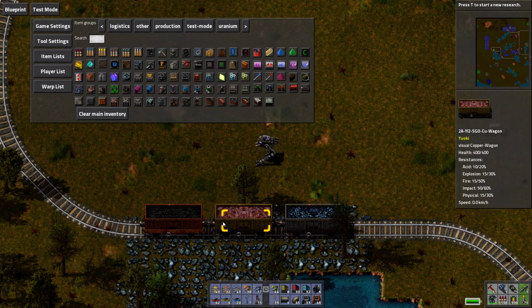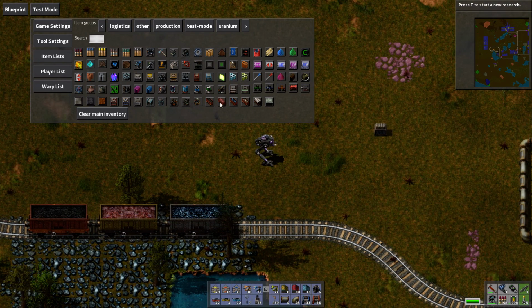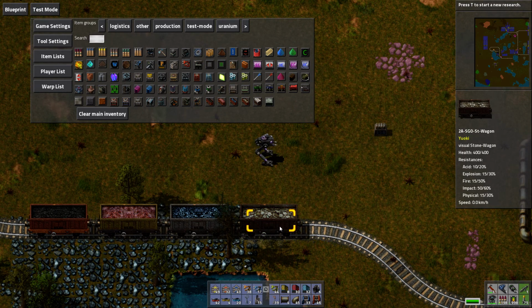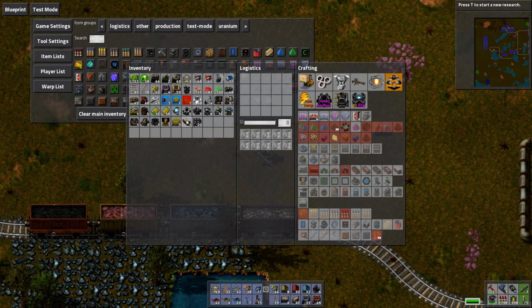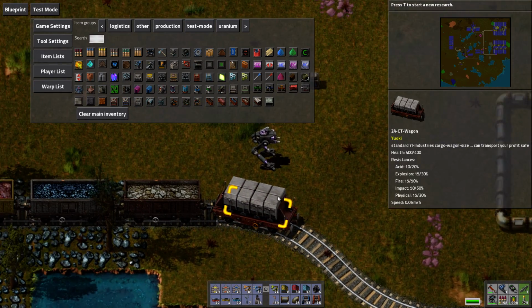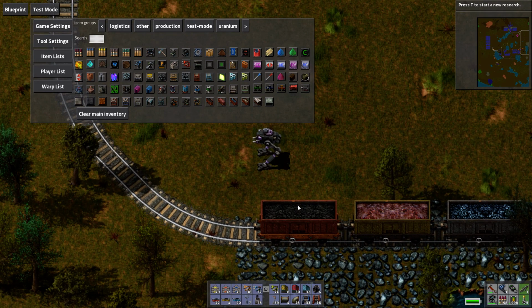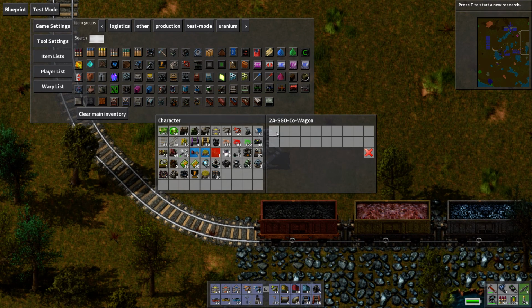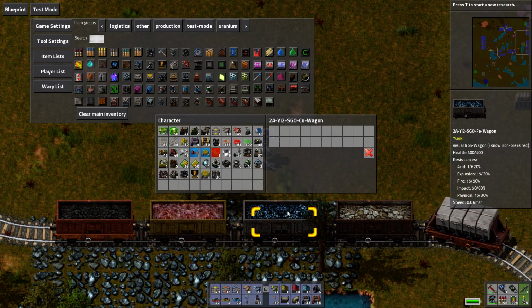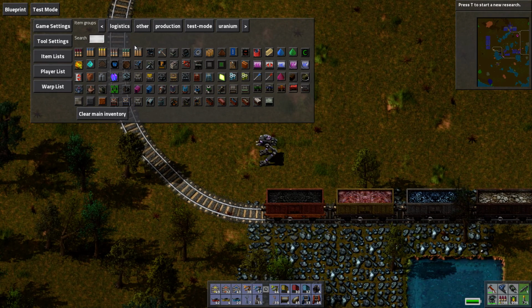Iron wagon, copper wagon, coal wagon, stone wagon, and container wagons. They are smaller. Like normal wagons, you can limit the size, what can be put into the slot. Okay. And of course, you got the trains.